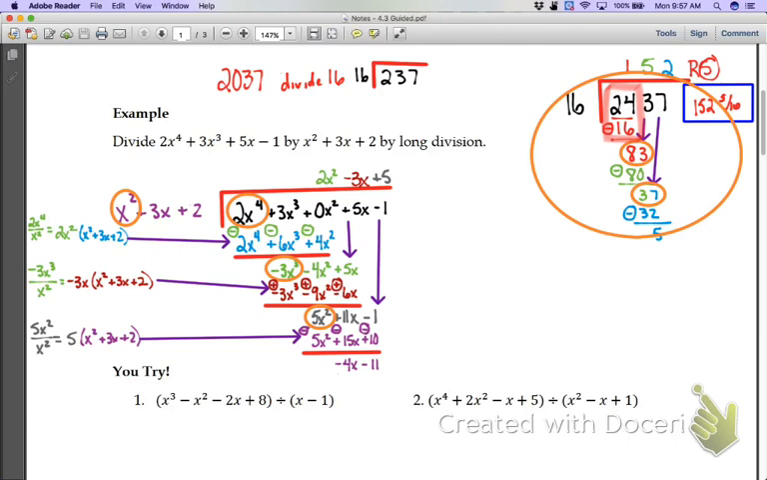I don't have anything else to drop. So what is the negative 4x minus 11? It's my remainder. So all I'm going to do is take whatever I have, this part of my quotient, and I'm going to go plus negative 4x minus 11 all over x squared plus 3x plus 2. This is my final answer.